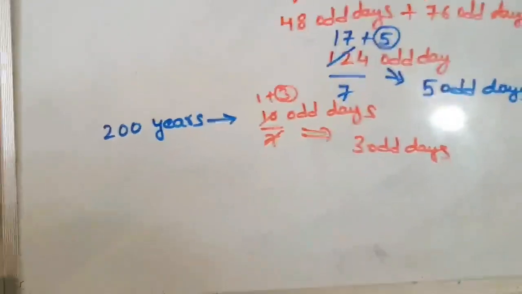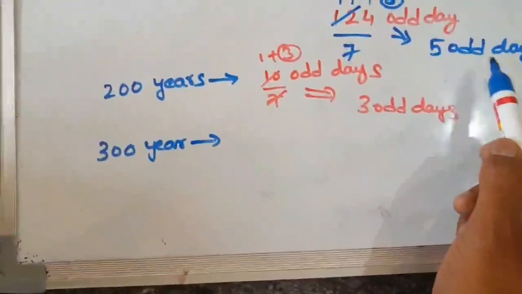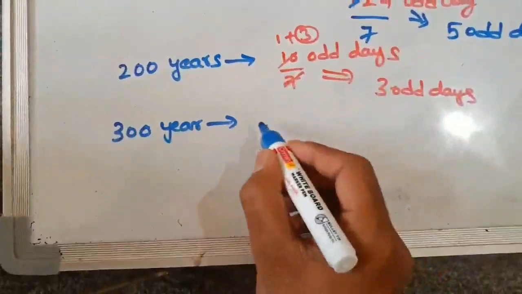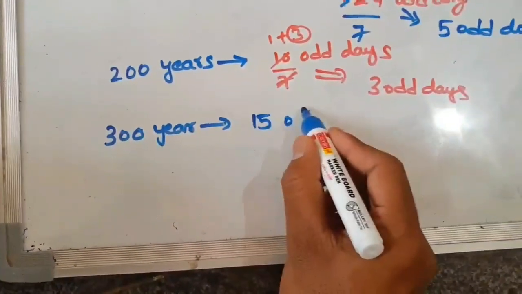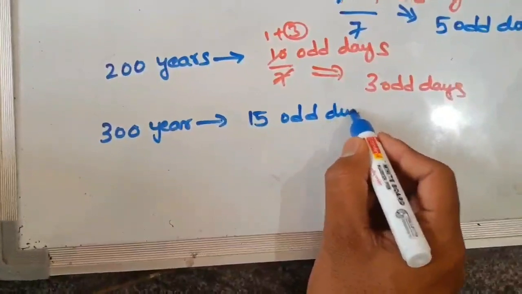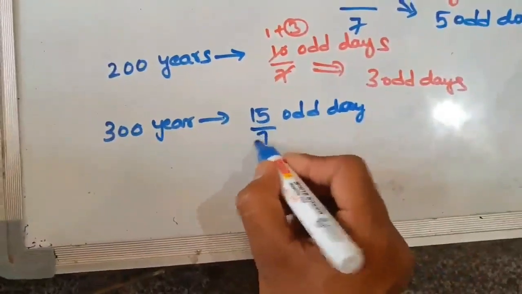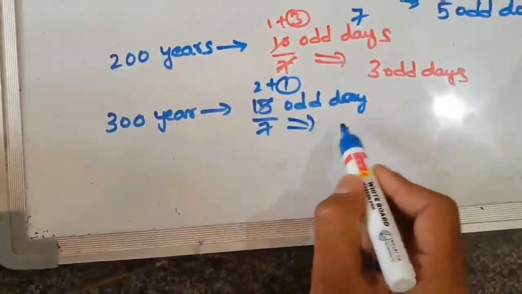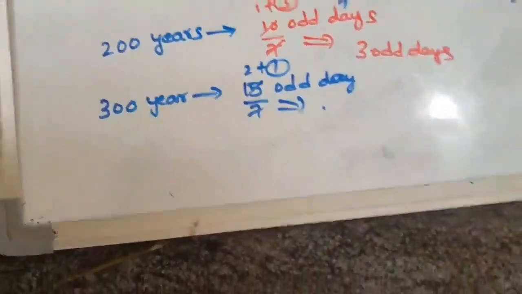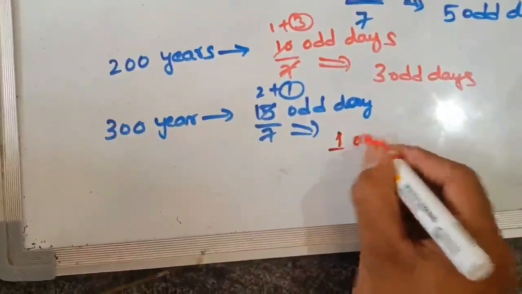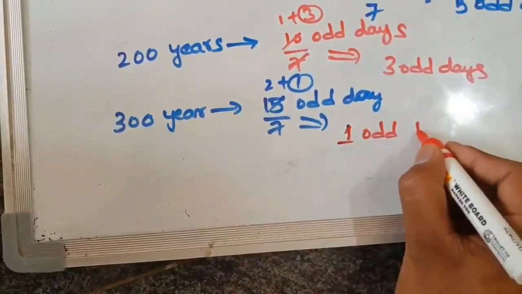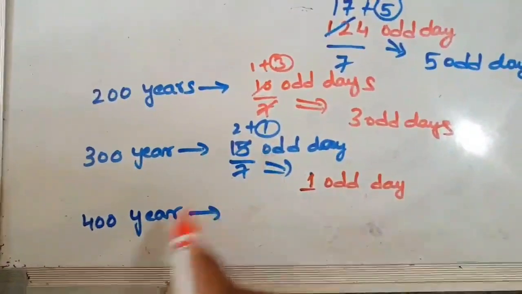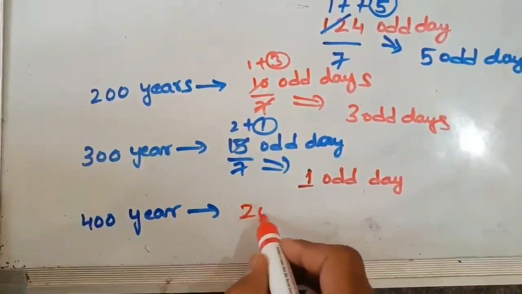In 100 years there will be 5 odd days, which means in 300 years there will be 15 odd days. If I divide by 7, I am going to get 7 twos are 14 and remainder is 1. So again 1 odd day in 300 years. In 100 years 5 odd days, means in 400 years 20 odd days.